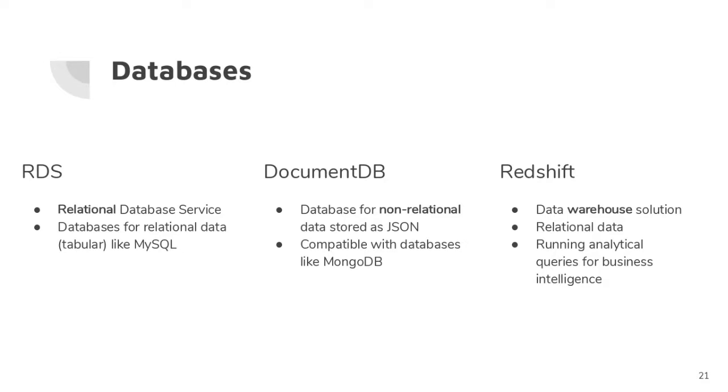Then the second type of database is a document database. That's for storing non-relational data in JSON, so it's compatible with databases like MongoDB. MongoDB is the most used database for storing JSON documents. And actually, it's really simple. It has a lot of options, but in essence, you can just store any JSON document with a certain ID and retrieve that document back using that ID.